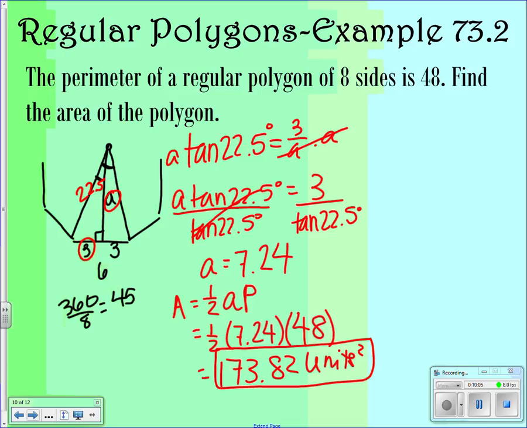Okay, so hopefully you remember that formula, 1/2 AP. Again, if you want, you can find the area of your triangles and then add those all up. But I think the 1/2 AP is a little bit quicker.